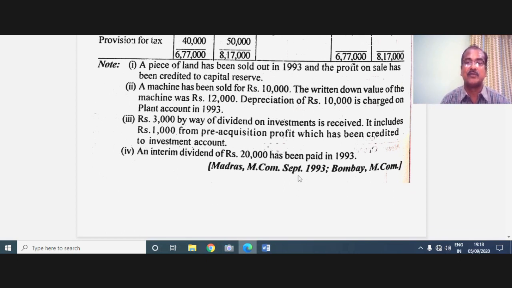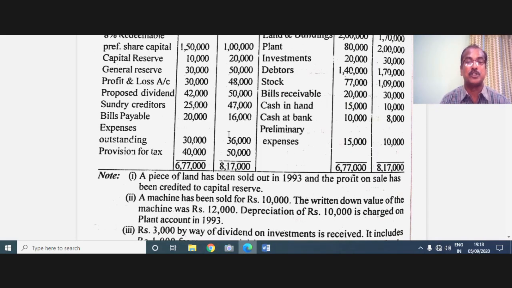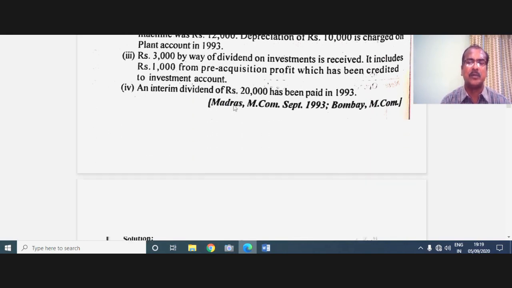An interim dividend of 20,000 rupees has been paid in 1993. So this has to be provided in the P&L account, and this should also be taken over to application of funds. This is in addition to the proposed dividend. Regarding proposed dividend, what I said, the last year proposed dividend is paid this year, and this year proposed dividend 50,000 rupees has been provided in the P&L account this year. So this is the idea of the problem.